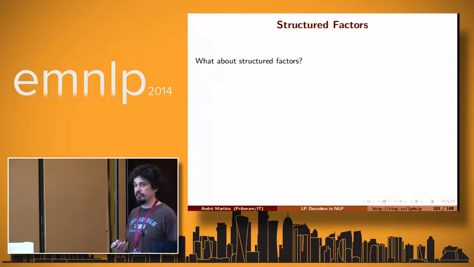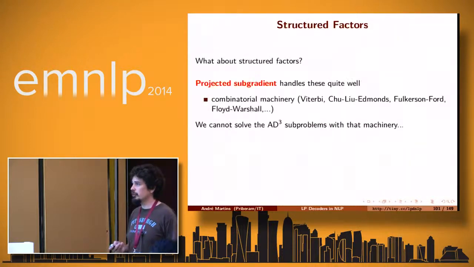Okay, so what about structured factors? In the projected subgradient case, this was a great thing about this method. We could use combinatorial algorithms to compute a local MAP. Like, for example, if we are combining a sequence model with a PCFG, we can use Viterbi and CKY to compute the corresponding local MAPs.